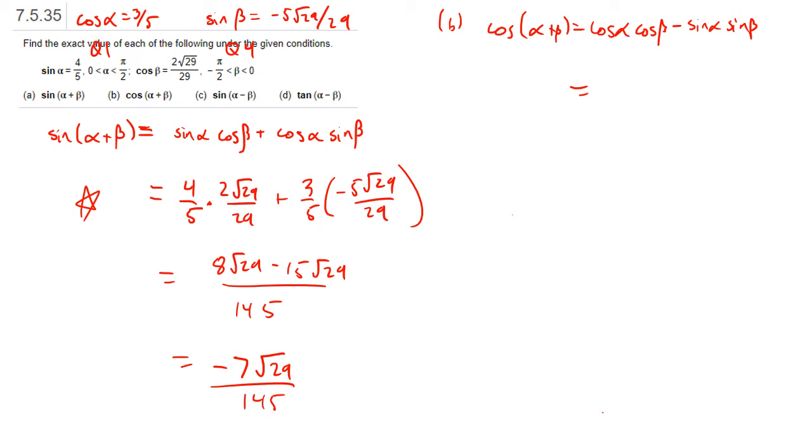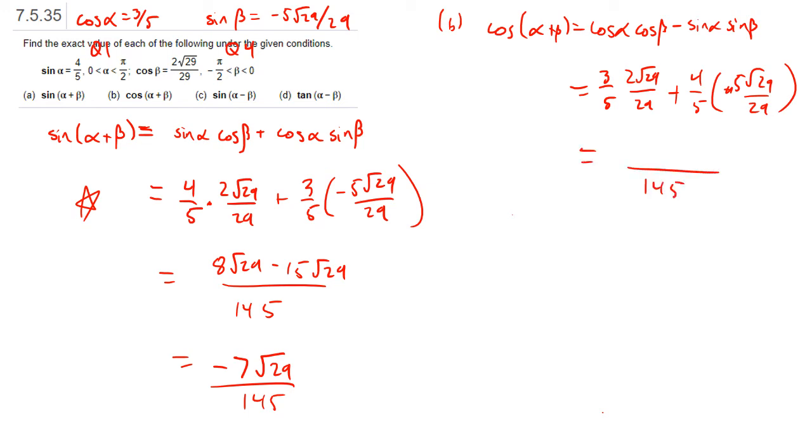Cosine of alpha was 3/5. Cosine of beta was given to be 2 root 29 over 29. Sine of alpha was given as 4/5, and sine of beta we figured out as minus 5 root 29 over 29. So first of all, this minus sign turns that into a plus. Still have a common denominator of 145. And my numerator is 6 root 29 plus 20 root 29 for 26 root 29.